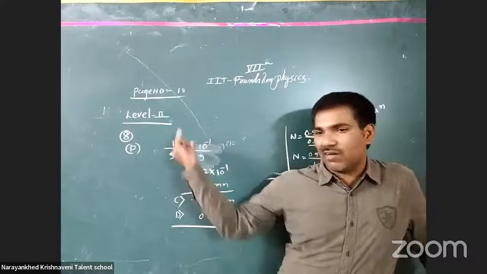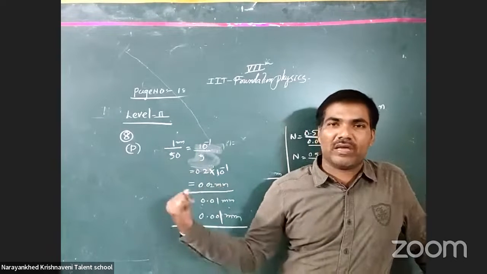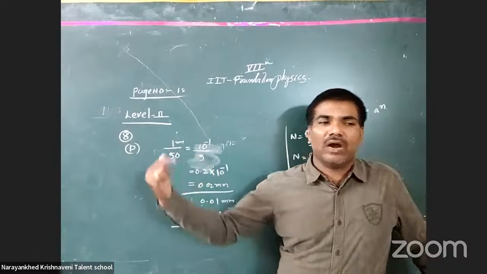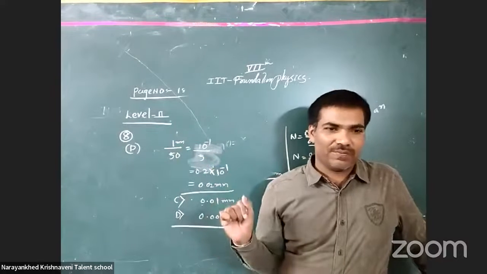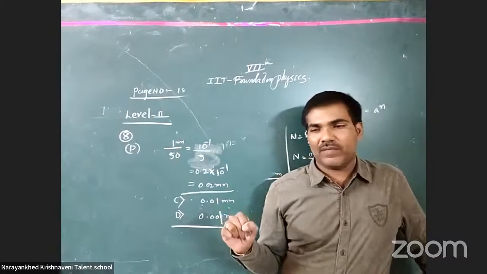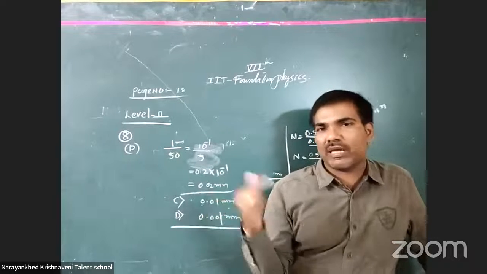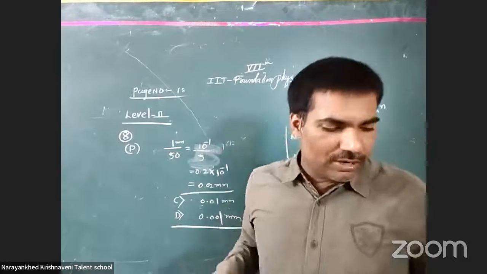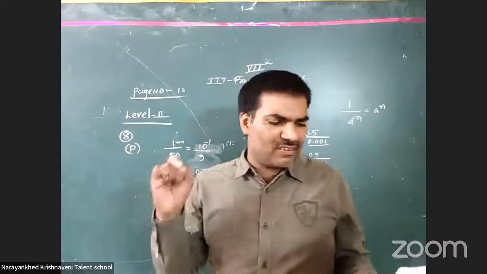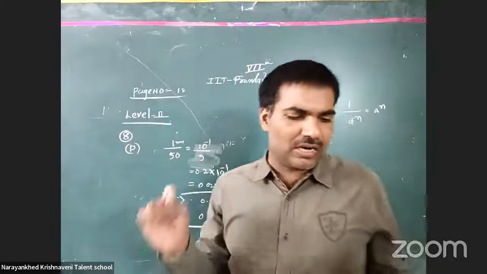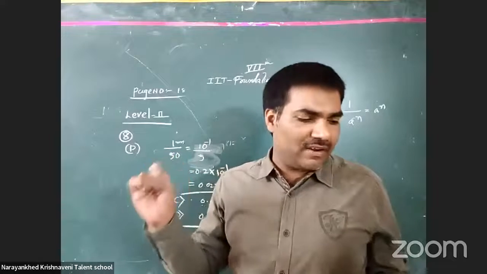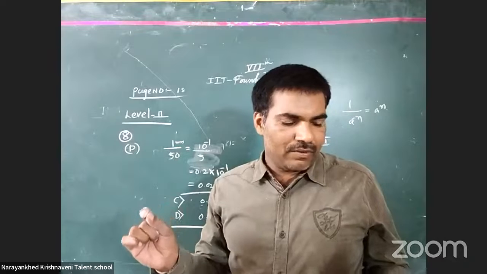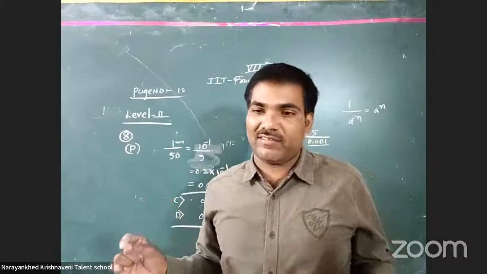Arrange all the instruments given, A, B, C, D, in increasing order of least count or decreasing order of least count. Okay, clear or not? One question may come from this basic concept. Okay, next, come to here. When the studs of a screw gauge are brought in contact, the 15 circular scale divisions coincide with the reference line. Now the zero error is.